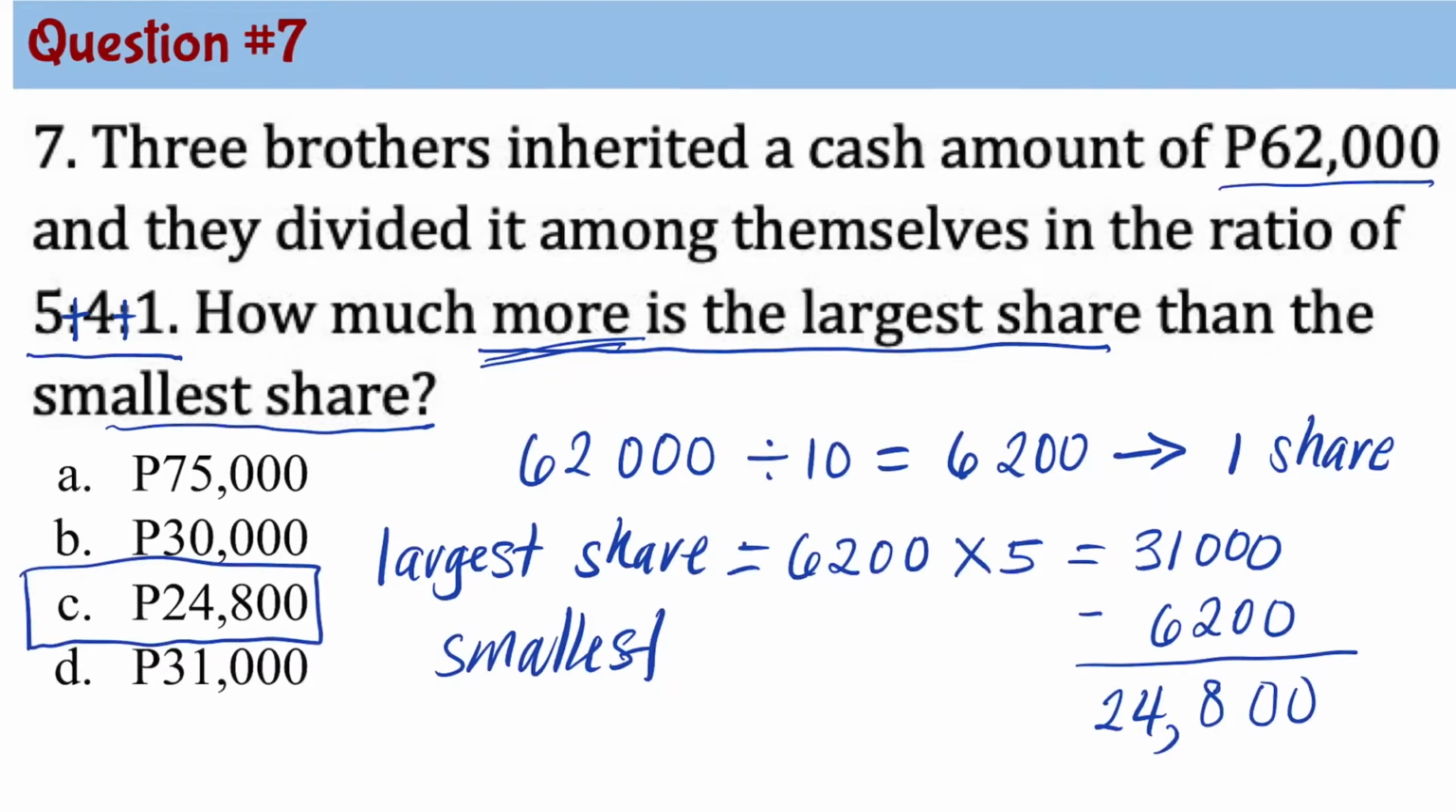24,800. And also, even before solving this problem, can you think of the choices that we can eliminate right away? Letter A, right? It can't be letter A because the amount is only 62,000. Is it possible to get a difference of 75,000? Can't be, right? So the answer for this question number 7 is letter C, 24,800.